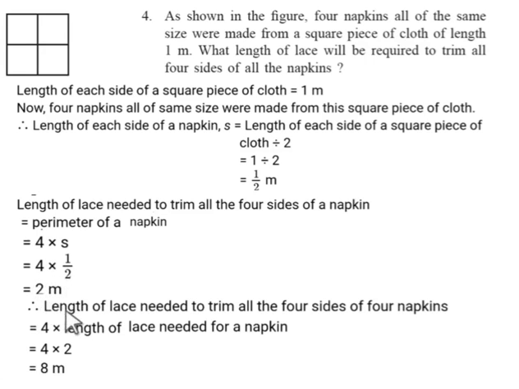So if you need the length of lace for 4 napkins, you will multiply the length of lace needed for one napkin by 4. So you will get 4 into 2, it is 8 meter. Hence the length of lace needed to trim all 4 sides of 4 napkins will be equal to 8 meters.